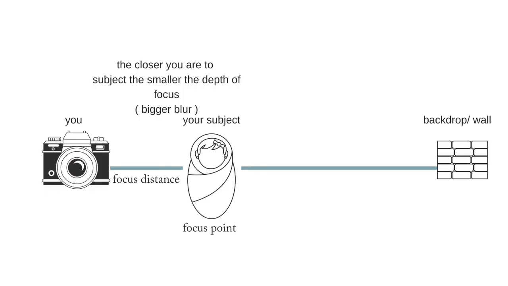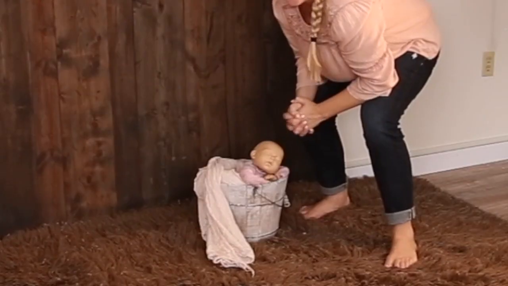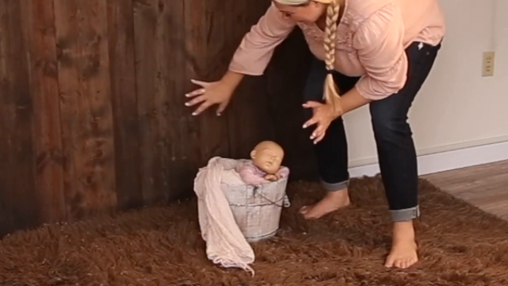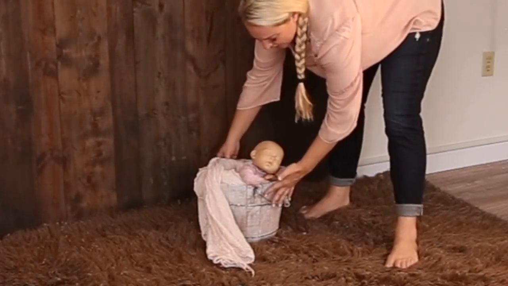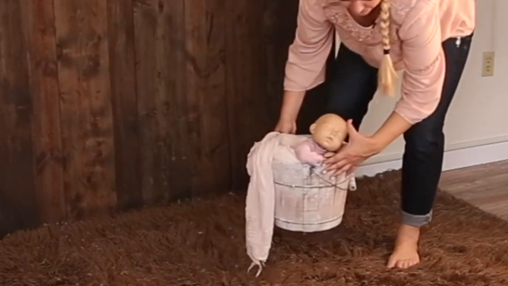So my first tip is, if you're shooting, say, a newborn in a prop and you've got them right against the wall, pull them further away from the wall, approximately 3 to 4 feet, and try that. The big thing is the distance between you and your subject to the background. The distance from your subject to the background needs to be bigger than the distance between you and your subject for you to get that blur.